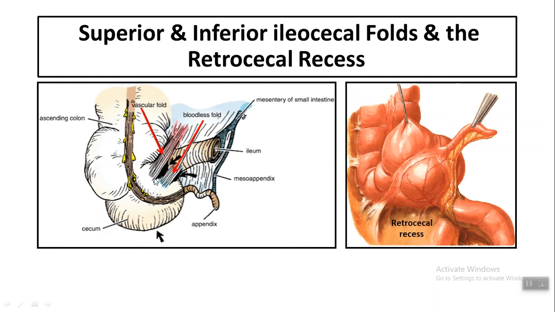The presence of peritoneal cover will form folds and recesses around the cecum. We call these folds of peritoneum the superior and inferior ileocecal folds. The peritoneum that extends between the cecum and ileum will form this fold, which is the superior and inferior ileocecal fold, and it will form a recess that is called the retrocecal recess, meaning behind the cecum. The retrocecal recess is the pocket that commonly contains the appendix.